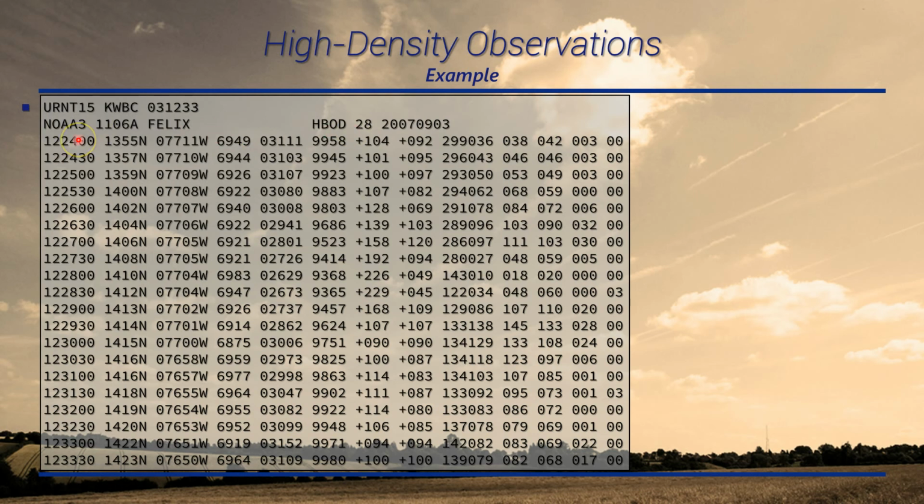Alright, now in this particular case, when you get this block of data, rather than looking line by line, it's actually better to look horizontal down the column, okay? Again, this is your time, so 10 minutes worth of data from 12:24 through 12:33 and 30 seconds. Again, these next two lines are your latitude and longitude, so you're seeing basically 13 degrees 55 minutes through 14 degrees 23 minutes, and then for longitude 77 degrees 11 minutes through 76 degrees 50 minutes.